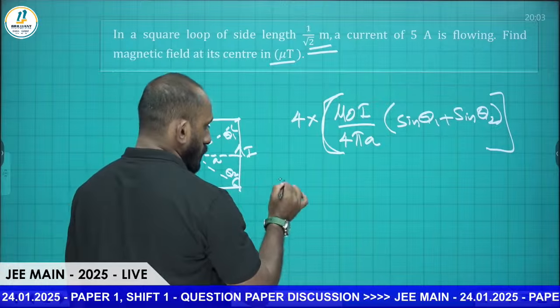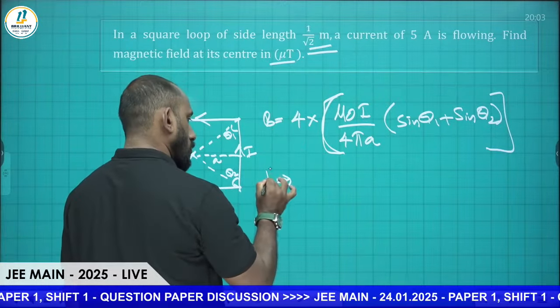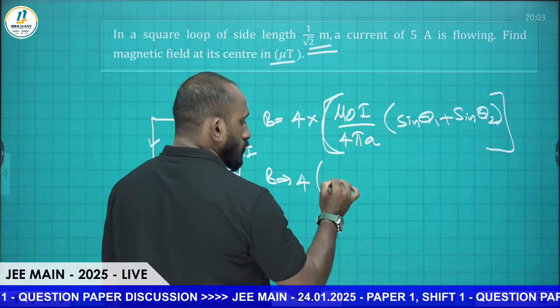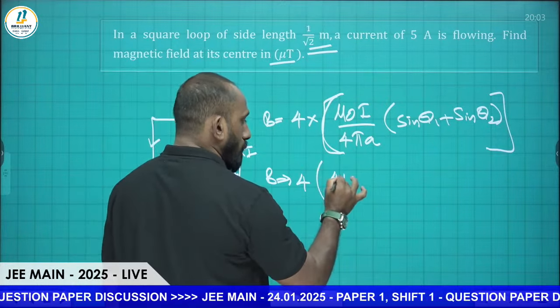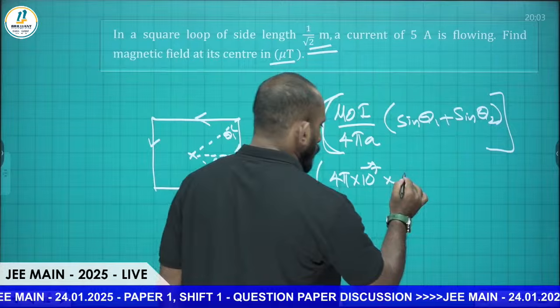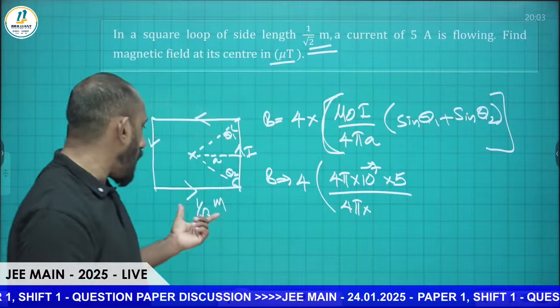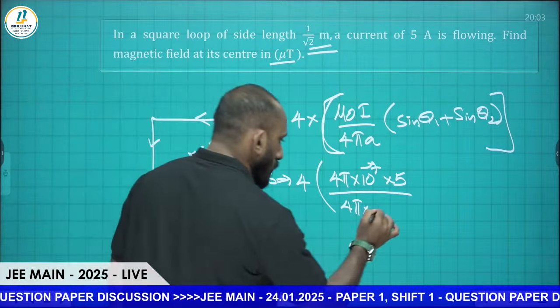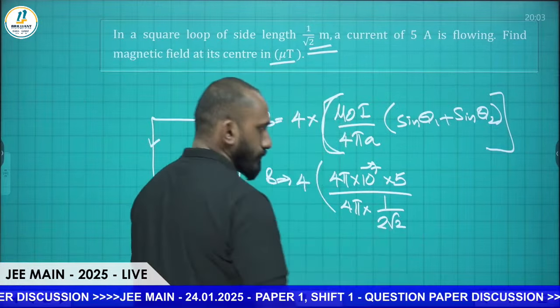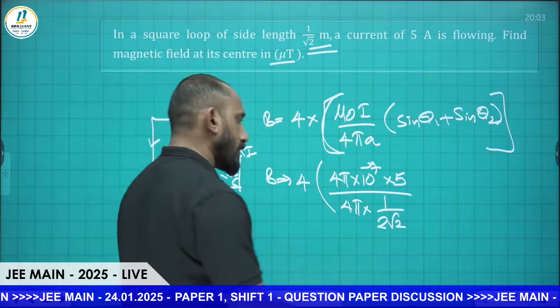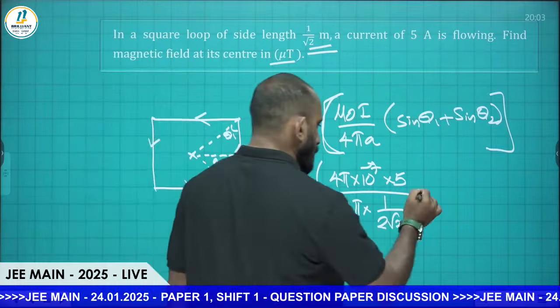So if you substitute here, the net magnetic field B equals 4 into mu 0, which is 4 pi into 10 raised to minus 7, into I, the current, which is given as 5 ampere, divided by 4 pi into A. A will be half of 1/√2, so that is 1/2√2. Is it? Into sine theta 1 plus sine theta 2, sine 45, you know, it is 1 by root 2 plus 1 by root 2.